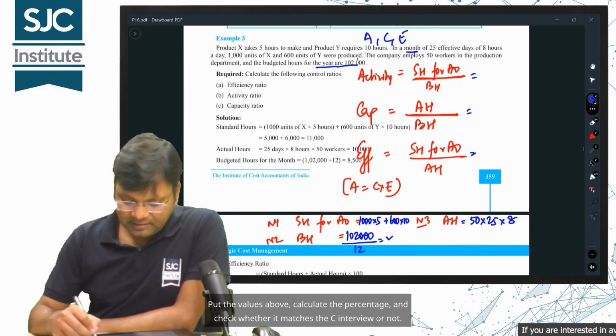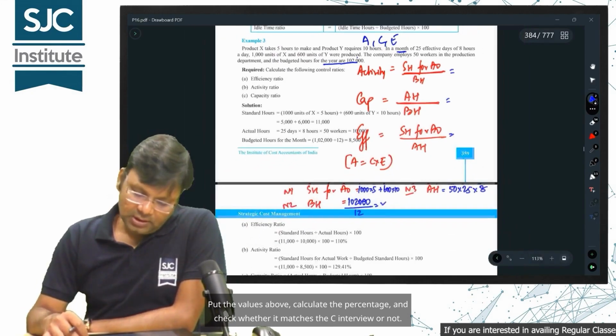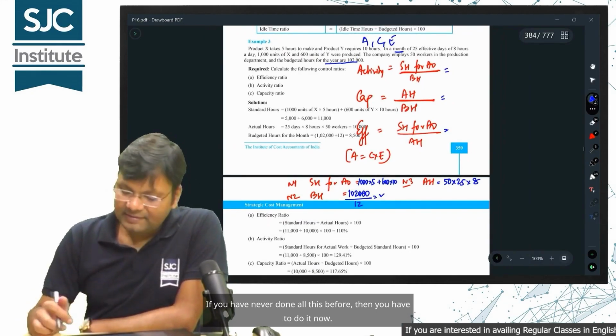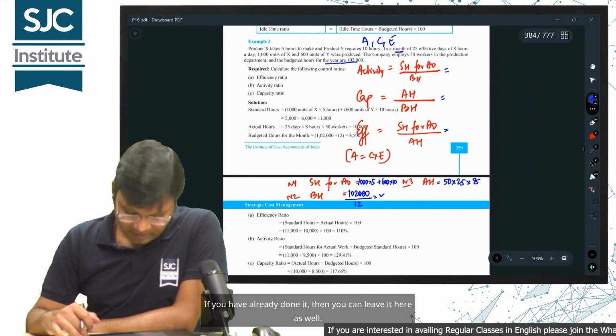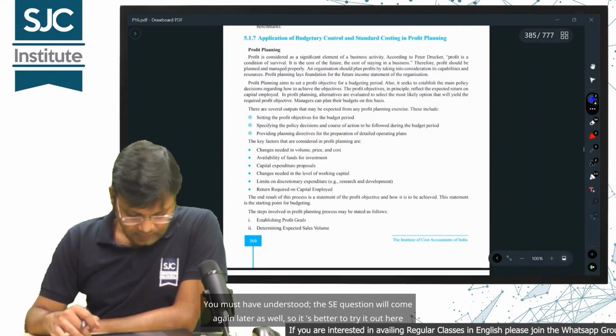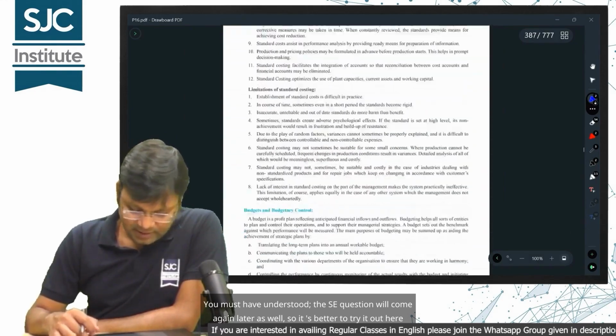Put the values above, calculate the percentage, and check whether it matches the answer or not. If you have never done all this before, then you have to do it now. If you have already done it, then you can leave it here as well. You must have understood the same question will come again later as well, so it's better to try it out here once.